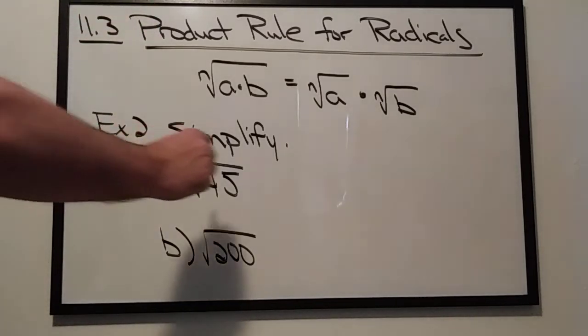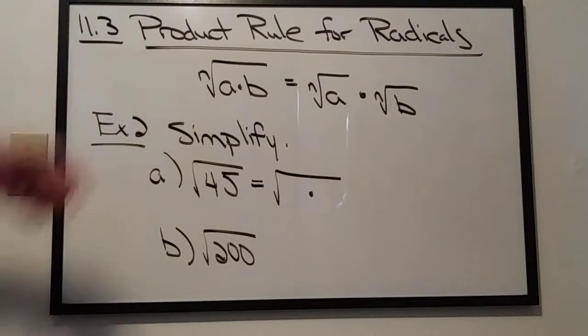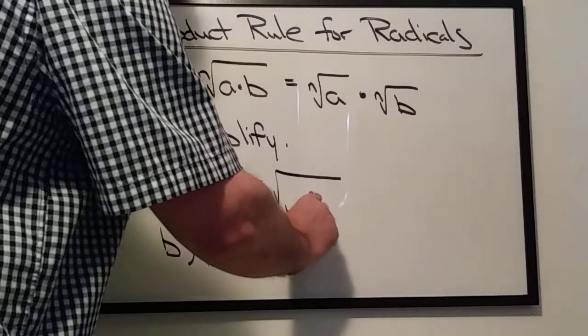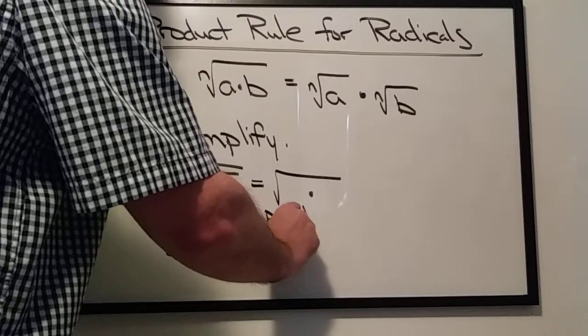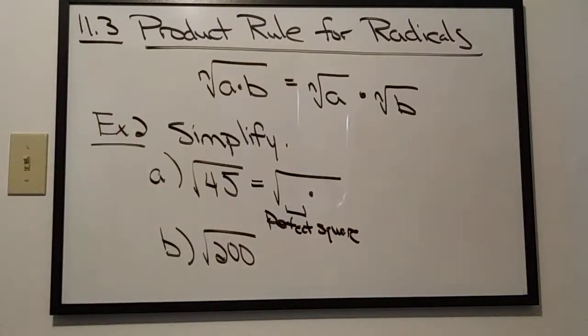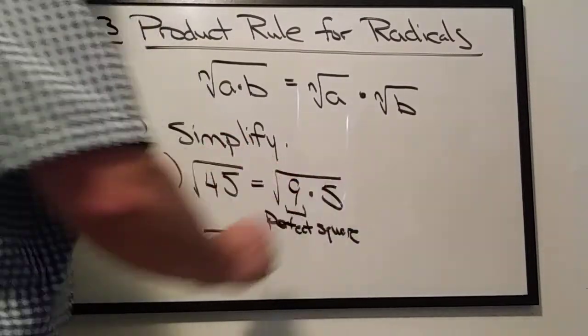So what we want to do is change this 45 into a multiplication problem so that we can use this product rule for radicals. Now, I don't want to just do this multiplication problem in any way. I want to make sure that my first factor is going to be a perfect square. So if you think about the number 45, and you think about different ways of rewriting it as somebody times somebody, one way of rewriting 45 is 9 times 5. And 9 is a perfect square. So I'm going to put 9 in my first spot, and then I'm going to put 5 as my second factor.